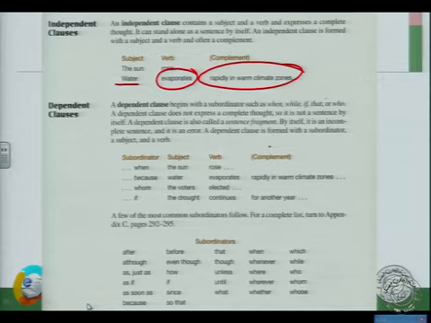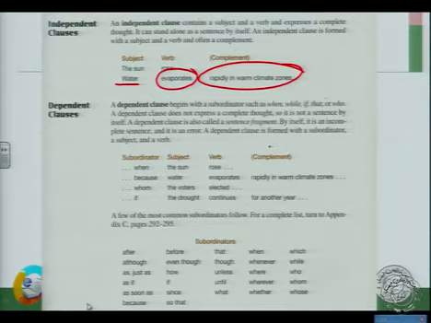But a dependent clause begins with a subordinator such as when, while, if, that, or who. A dependent clause does not express a complete thought. So it is not a sentence by itself. A dependent clause is also called a sentence fragment. By itself, it is an incomplete sentence, and it is an error.